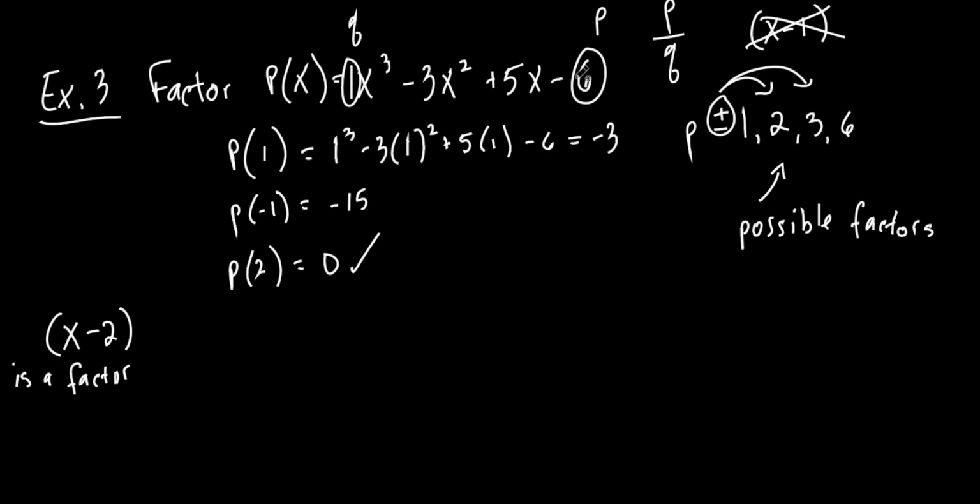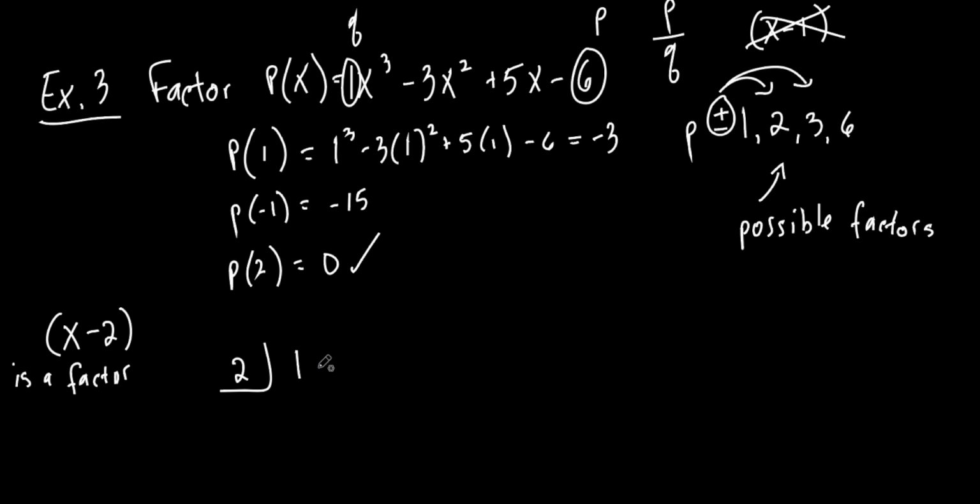That means that this polynomial, if I divide it by x minus 2, is going to come out even. It's going to come out with no remainder. So watch what I'm going to do. I'm going to take that 2 and do synthetic division. If I factor out an x minus 2 from this, I want to find out what's left over. And this is how I do it, by synthetic division.